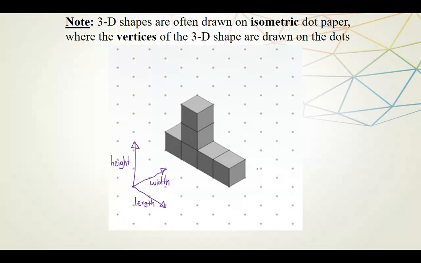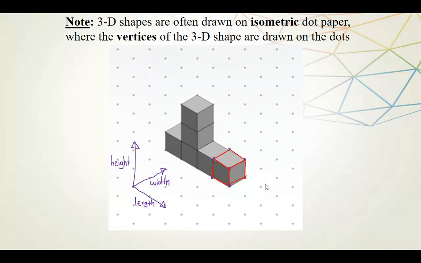In terms of how the dots match up with your three-dimensional object, the dots on the isometric dot paper must be vertices of a three-dimensional shape. So for example, I'll just take one of these cubes that makes up the 3D object. And you can see here that all the vertices fall on the dots. That would be this point, this point, this point, this point, this top point up here. Okay, so that's how we draw it.